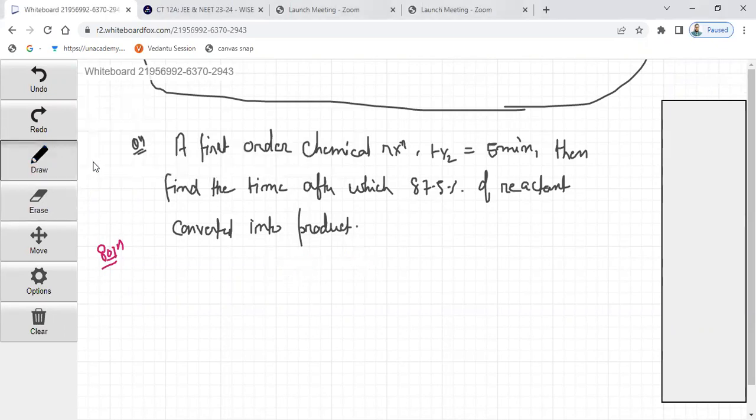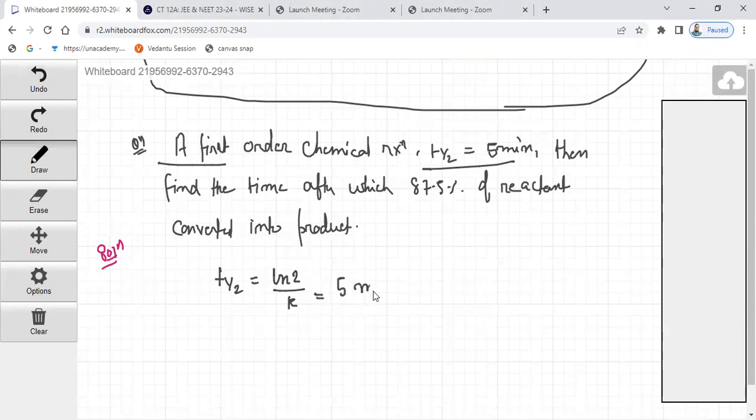I am explaining. This is a first order chemical reaction. The T half value is equal to 5 minutes. What is the formula for the T half? T half formula will be equal to ln 2 divided by k. Today I will give some homework questions. Then find the time after which 87.5% of the reactant will be converted into the product.